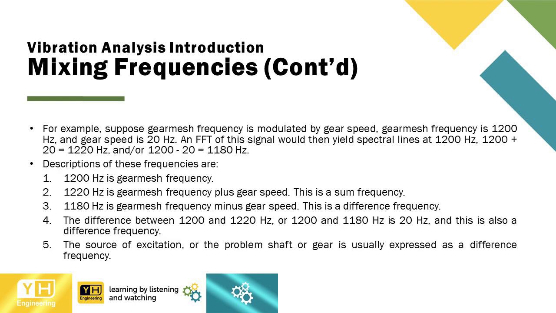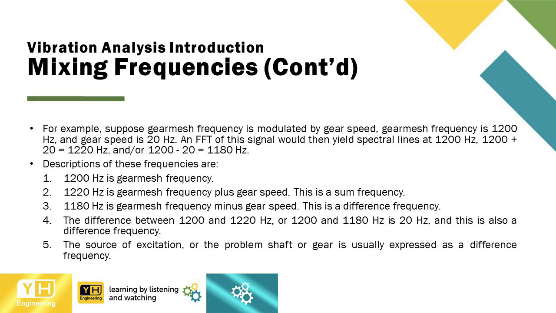For example, suppose gear mesh frequency is modulated by gear speed. Gear mesh frequency is 1200 Hz and gear speed is 20 Hz. An FFT of this signal would then yield spectral lines at 1200 Hz, 1200 plus 20 equals 1220 Hz, and/or 1200 minus 20 equals 1180 Hz.